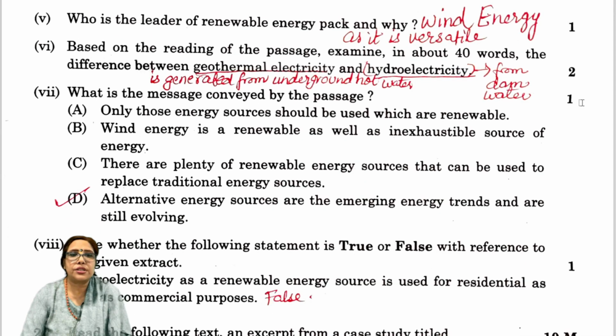Based on the reading of the passage, examine in 40 words the difference between geothermal energy and hydroelectricity. So you had a very clear passage, and all the points were also very directly mentioned. So you could have written it very easily. The main point I am discussing here is that geothermal energy is generated from underground hot water, whereas hydroelectricity is generated from dam water. So this question was very direct, but yes, you needed to answer in 40 words. I hope everyone has answered the question in 40 words.